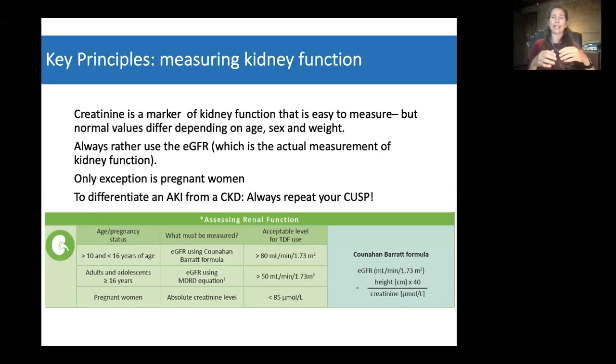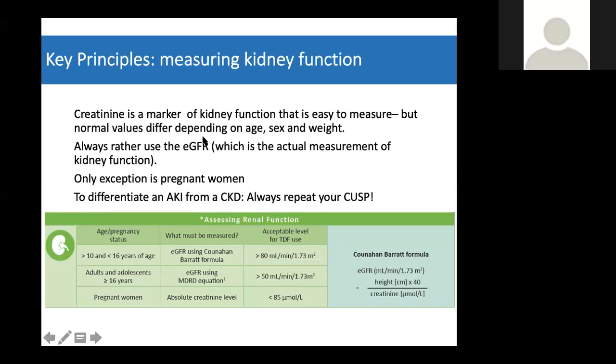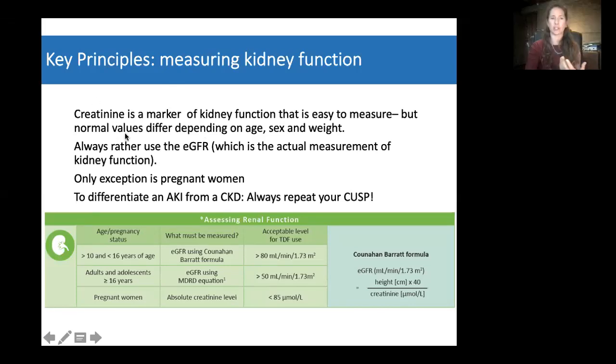The problem is that it's got a different set of normal values depending on if you're male or female, or if you're old or young, if you're big and muscly or if you're small and thin. And so we always have to use this GFR to tell us how well it is actually working. We actually have to adjust the creatinine for age and sex and all of that. So there are lots of different formulas.